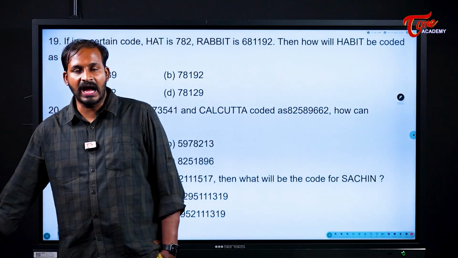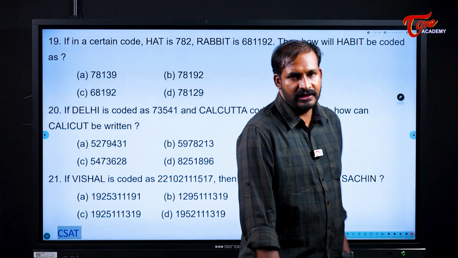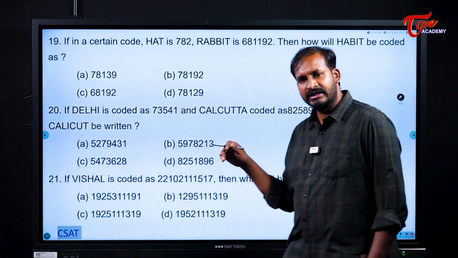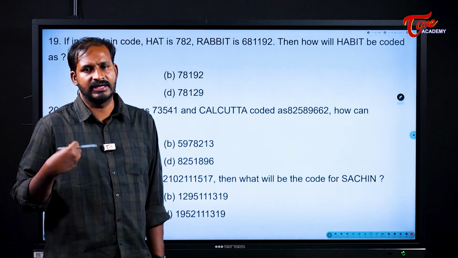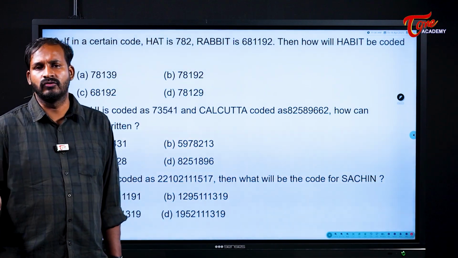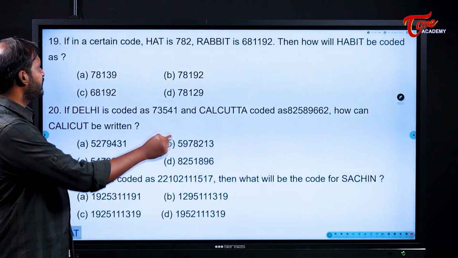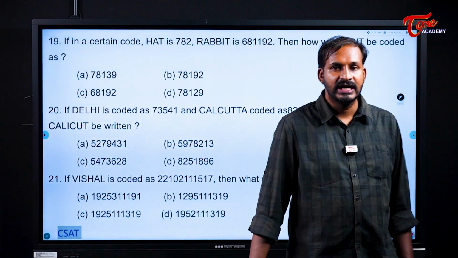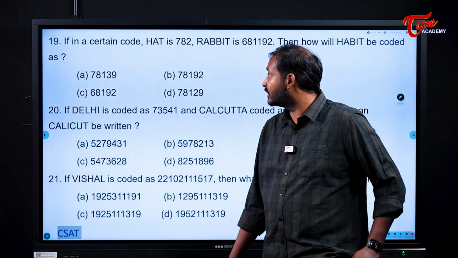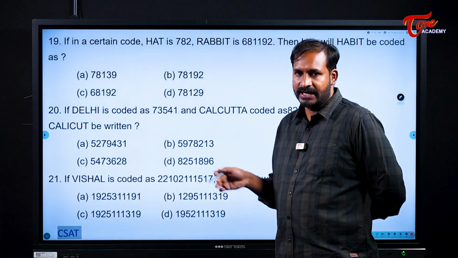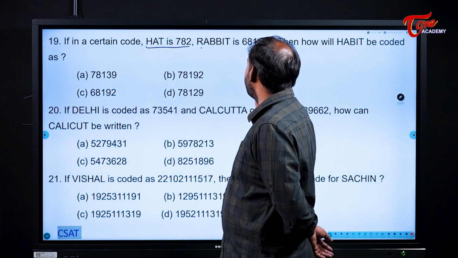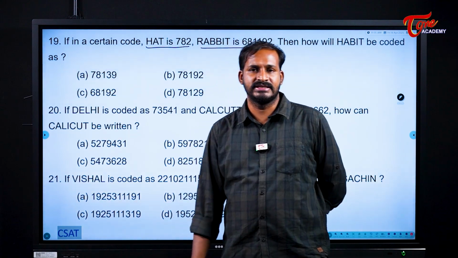Now, this one is alphanumeric case, students. Till now, all the questions we have solved, they gave us a word, a code word, or two words or two code words. But for the first time, we are seeing numbers. This type of coding is called alphanumeric coding, alphabets as well as numbers. Now, hat is coded something like this 782 and rabbit is coded. Same logic applies here also.